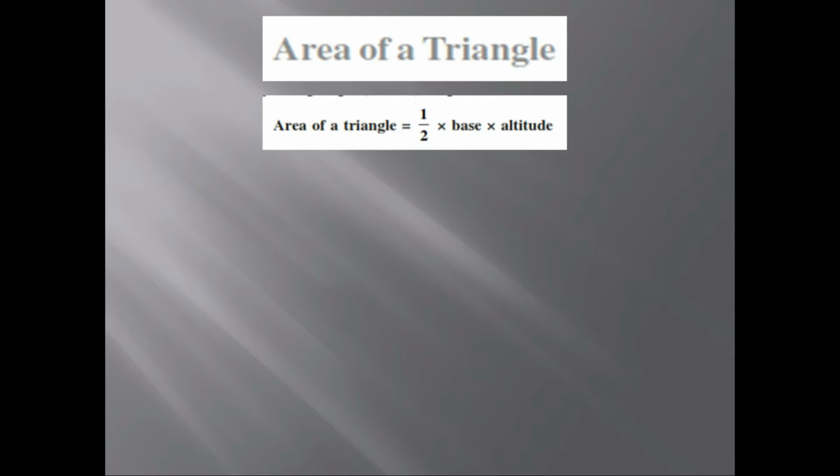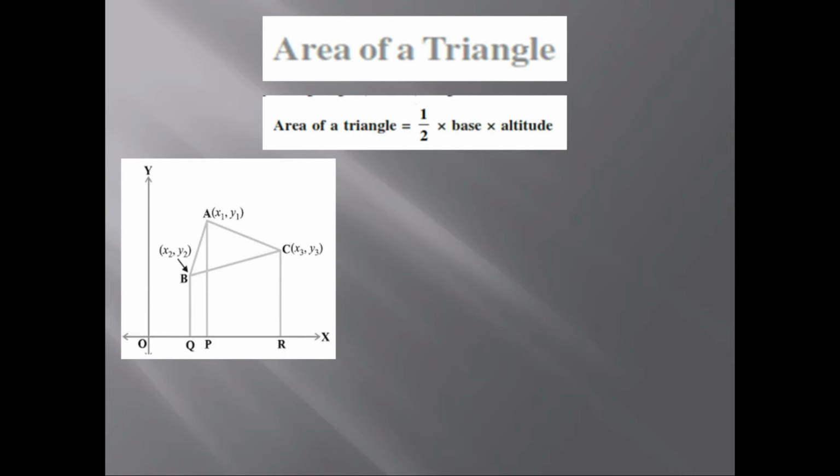It is simple. Area of triangle, you know, is half into base into altitude, that is height. But here we are finding the area of a triangle in the Cartesian coordinate system. A, B and C are three points located at x1 comma y1, x2 comma y2 and x3 comma y3. After taking perpendiculars you will see that ABC is a triangle, and ABQP is one trapezium, then ACRP is also a trapezium, and BCRQ is also a trapezium.